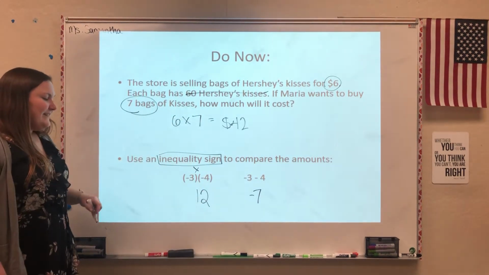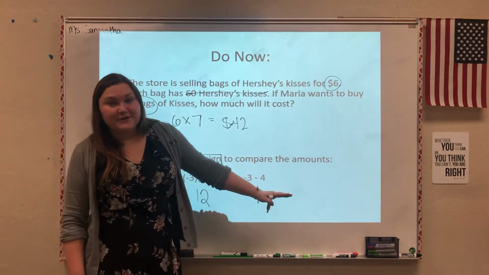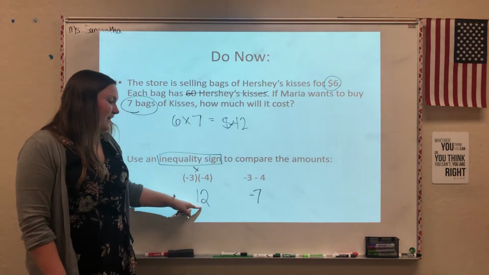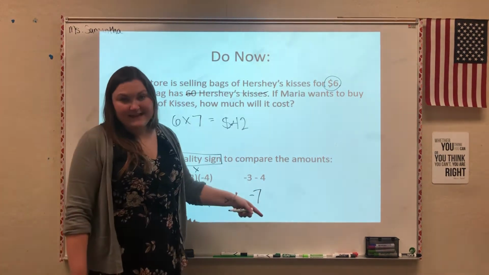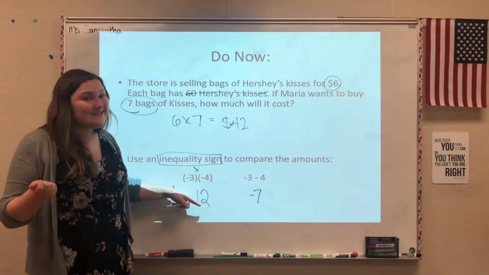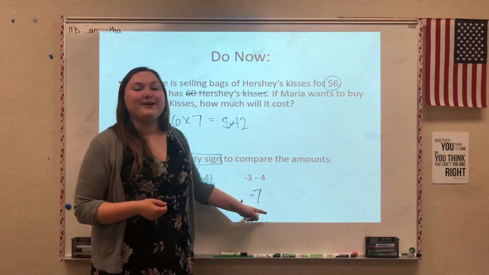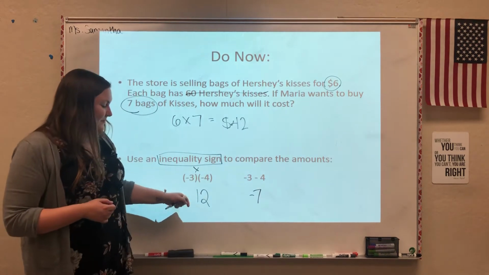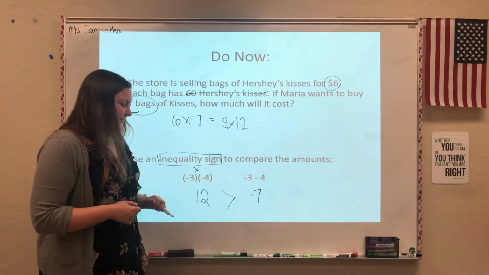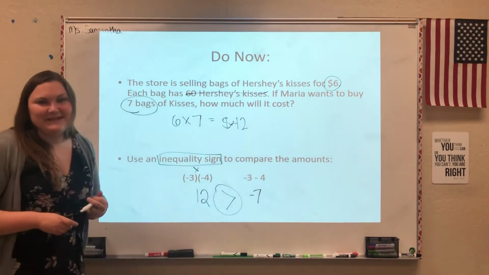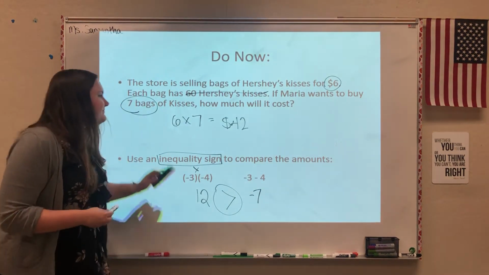For an inequality sign, if I'm reading it from left to right, I want it to say 12 is greater than -7. It's greater because it's positive. Positive numbers will always be greater than negative numbers. So we would want to say 12 is greater than -7. That would be the inequality sign we use.